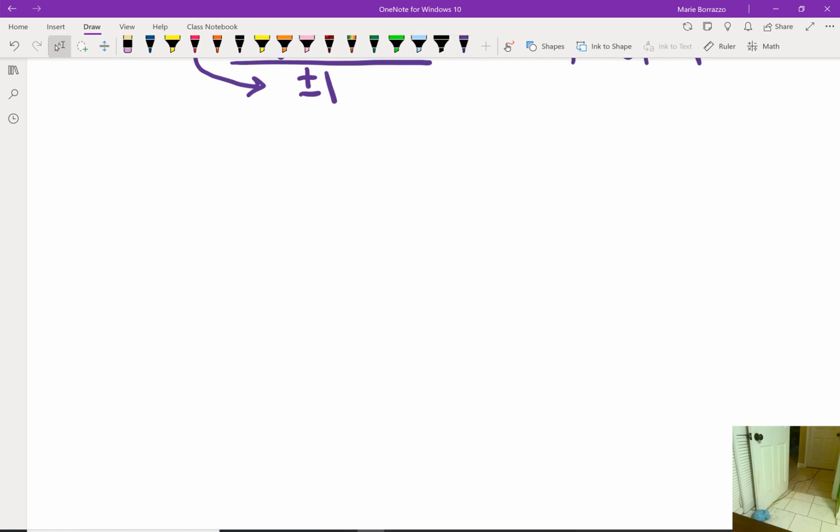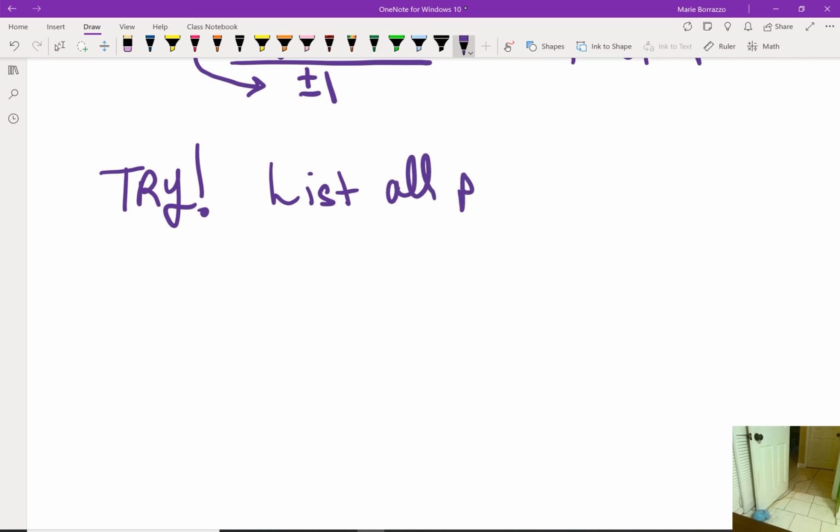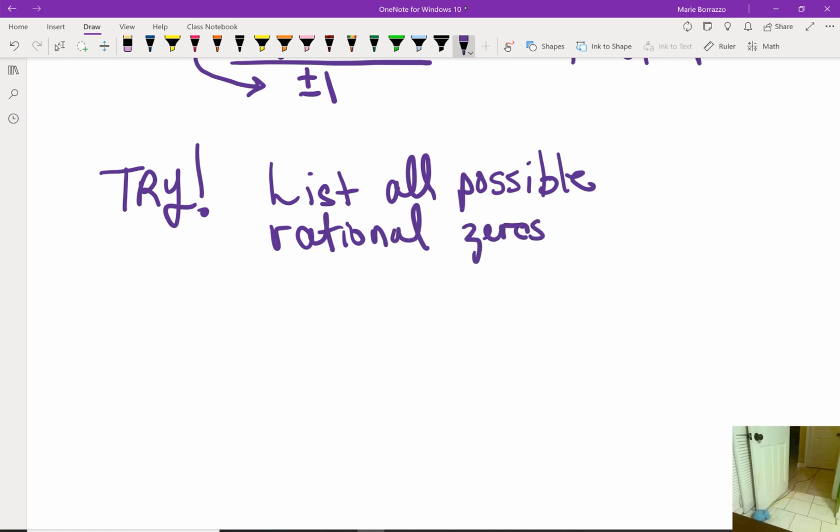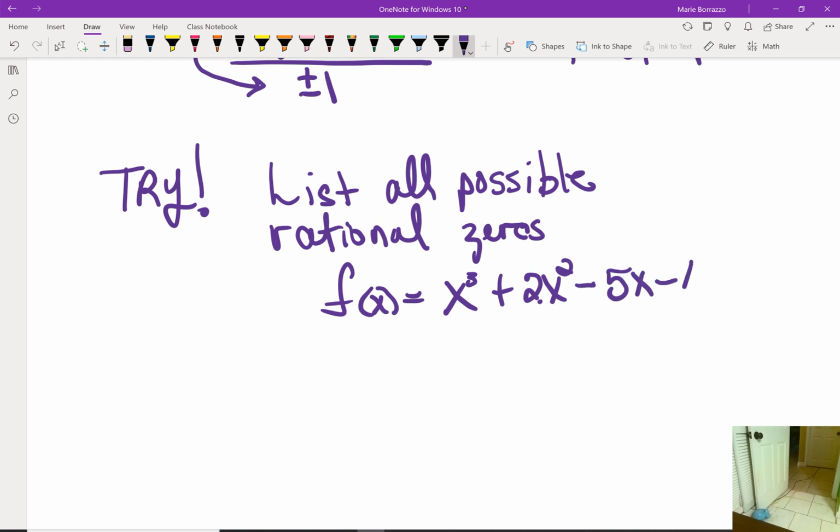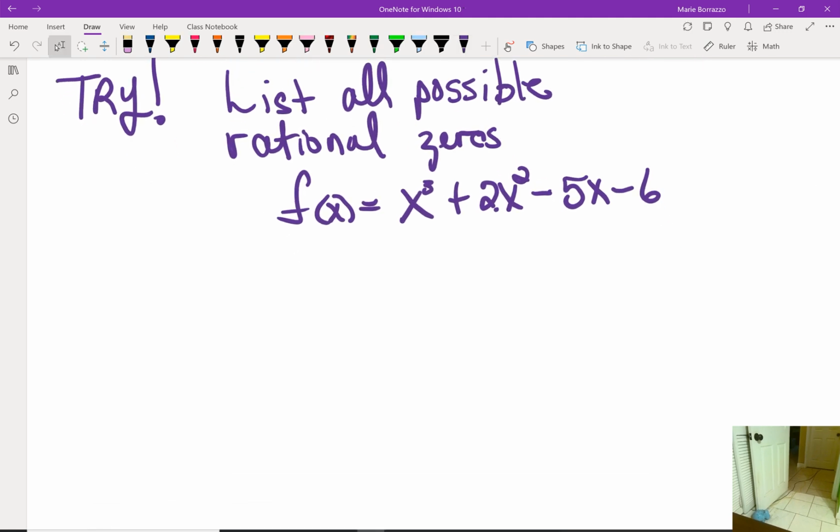Let's do another example. Actually, let me give you the try for example 1. I'll list it here. The question stem says list all possible rational zeros, and then they give you the polynomial, which in this case is f of x equals x to the third power plus 2x to the second power minus 5x minus 6. Once again, if you want to do this on your own and check the answer, you can. Just pause it here before I continue, and then check back.